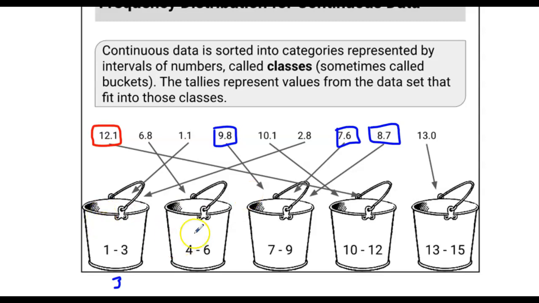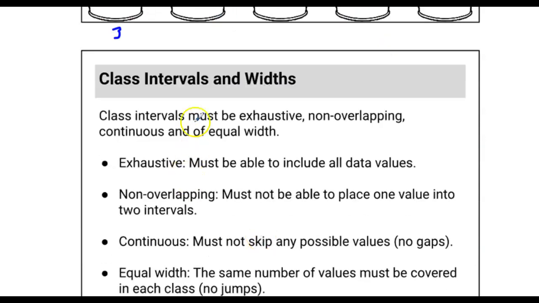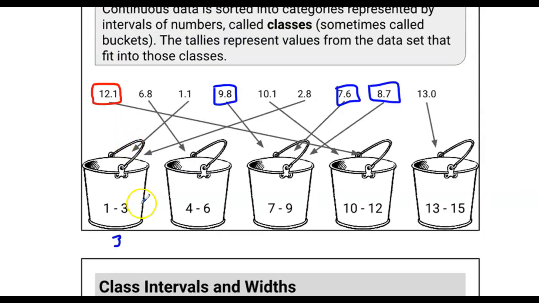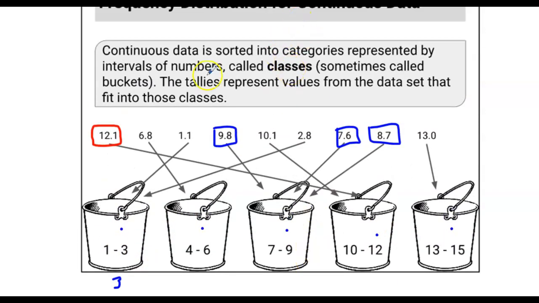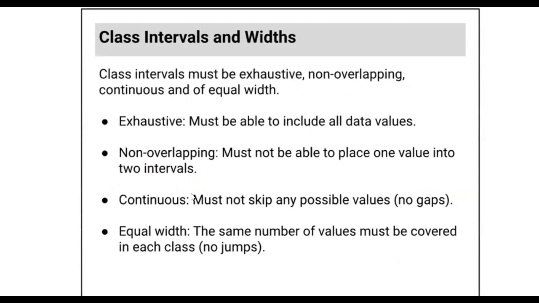You also need to know how many classes you would like. For example, in this case, how many classes are there? 1, 2, 3, 4, 5. 5 classes, otherwise known as intervals, also otherwise known as buckets, right? Sometimes the problem will say, I want you to use 7 classes or 7 buckets. Sometimes it'll say, make the frequency histogram based on what you think is right. There are a couple of different rules about class intervals and widths. Some of the rules are that they're exhaustive, which means every data value has to be in a bucket.